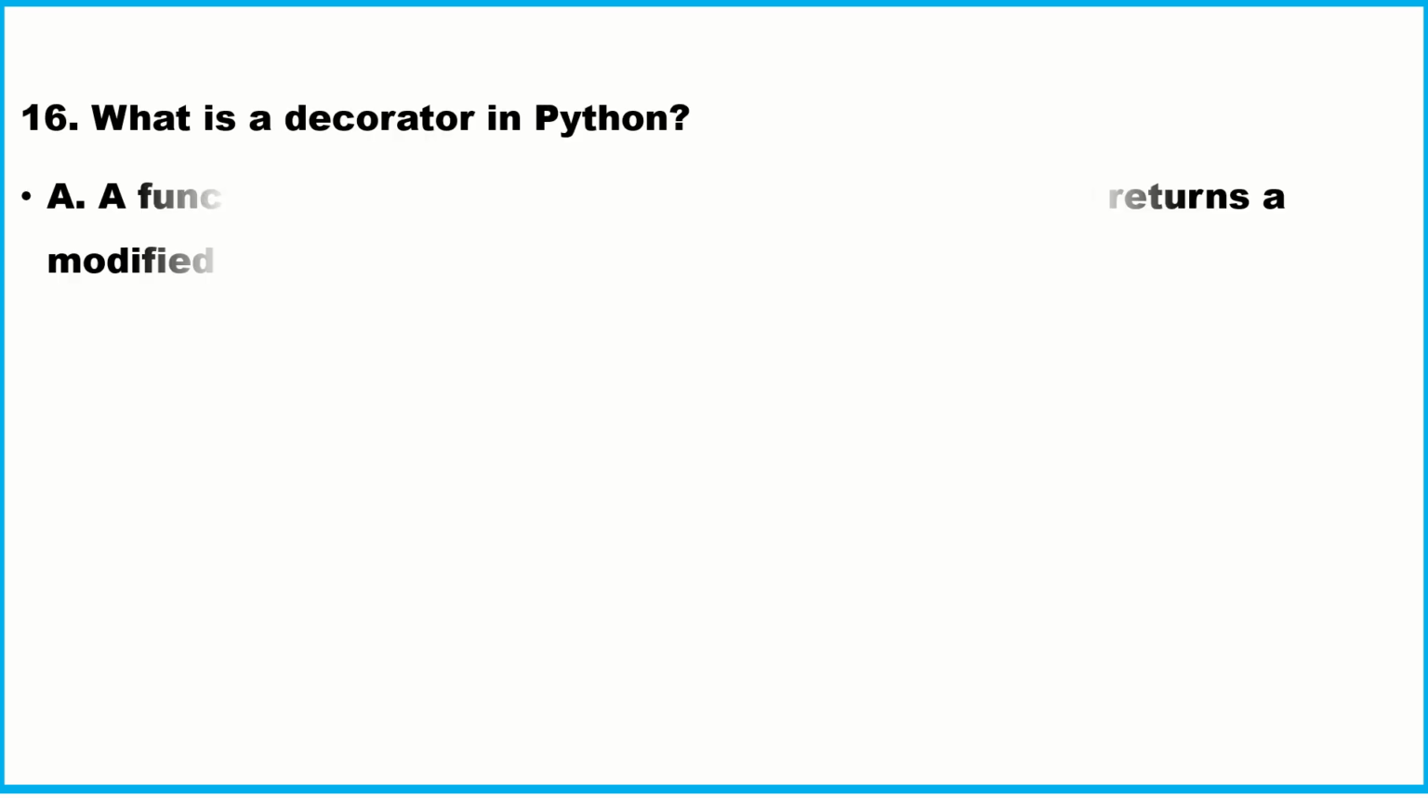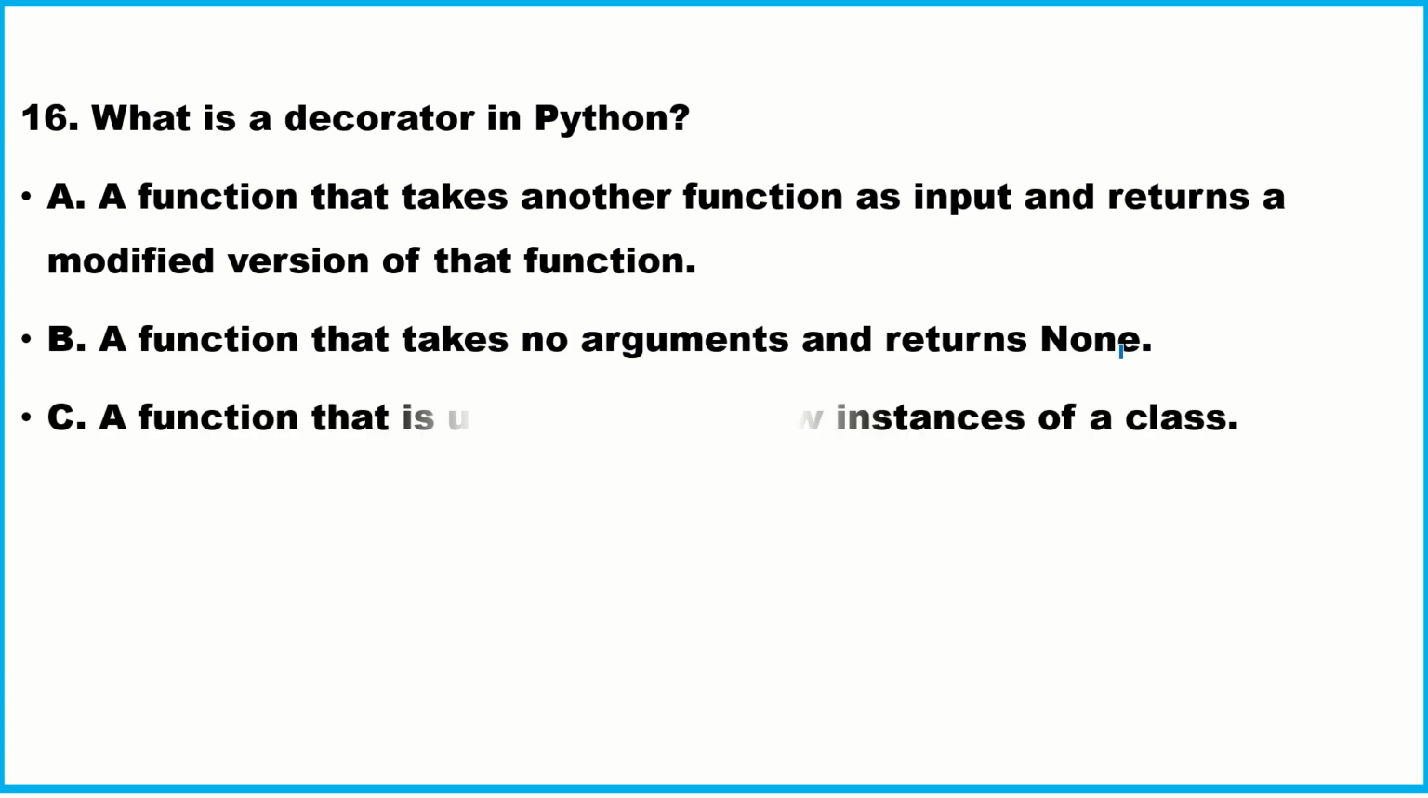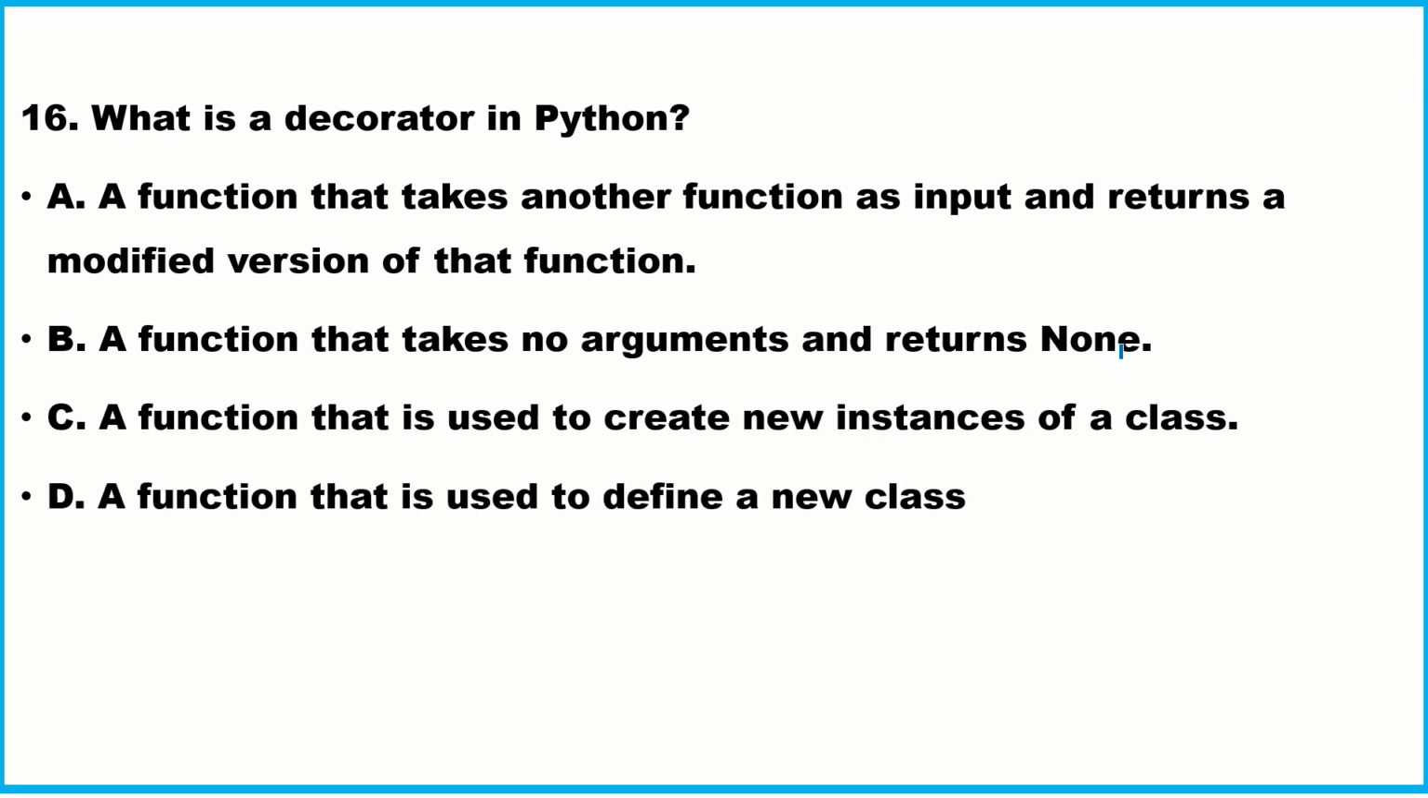What is a decorator in Python? A decorator is a function that takes another function as input and returns a modified version of that function. It is used to add functionality to an existing function without modifying its code directly. That is known as a decorator in Python.